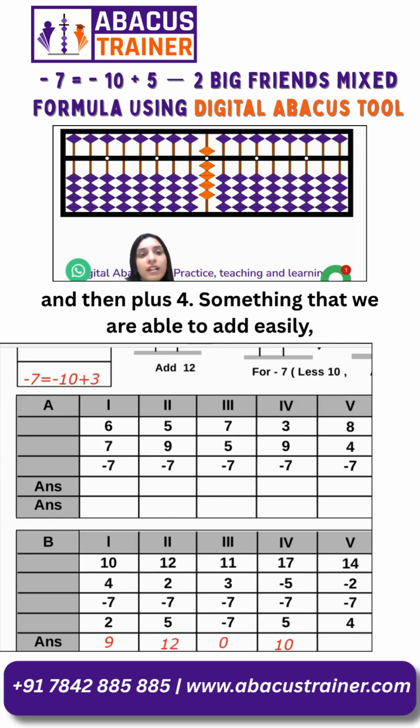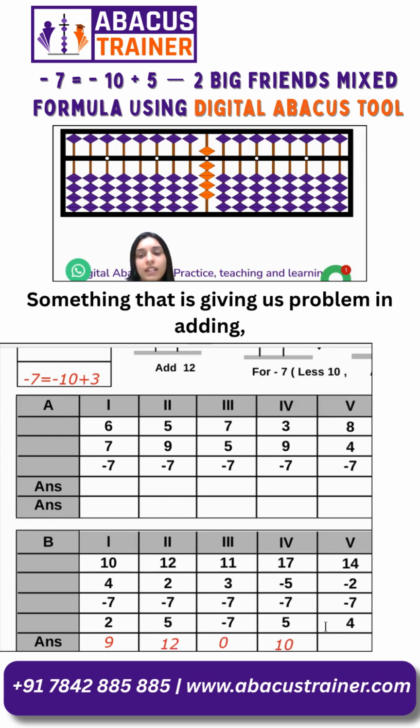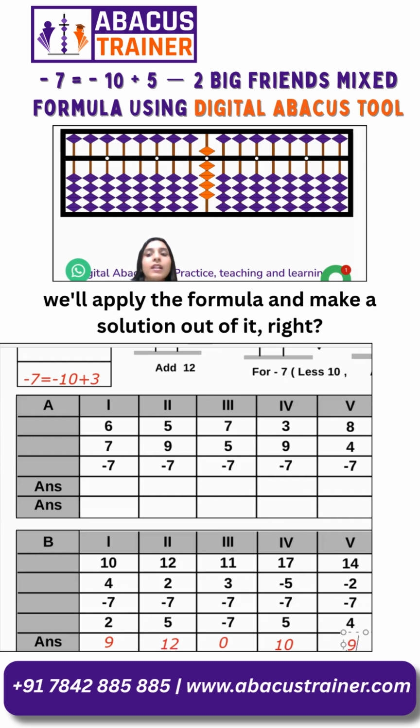Something that we are able to add easily, we'll add it easily. Something that is giving us problem in adding, we'll apply the formula and make a solution out of it, right?